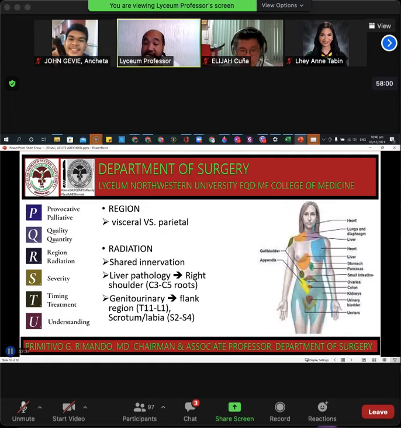So we've discussed the region. Now we go to radiation. This is the one I was telling you earlier. For example, you have a liver pathology. This could present as a right shoulder pain because they share the same root, which is your C3 to C5. For example, a patient has a urinary tract infection or a stone in the urinary tract, for example in the ureter or the pelvis of the kidney. The patient would feel flank pain to the side, which is very near the kidney, and that's easy to explain, or scrotal pain.